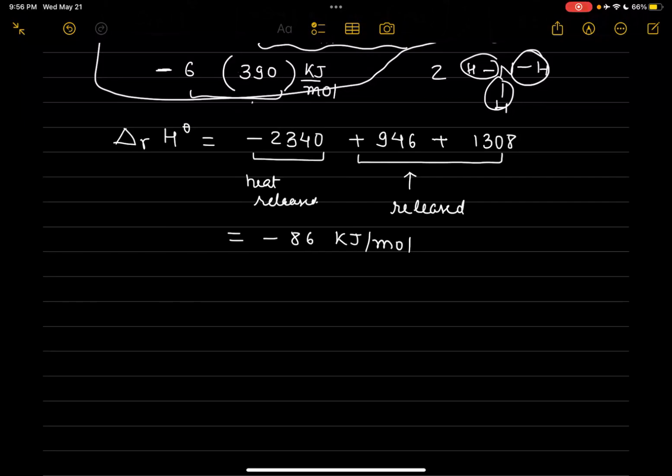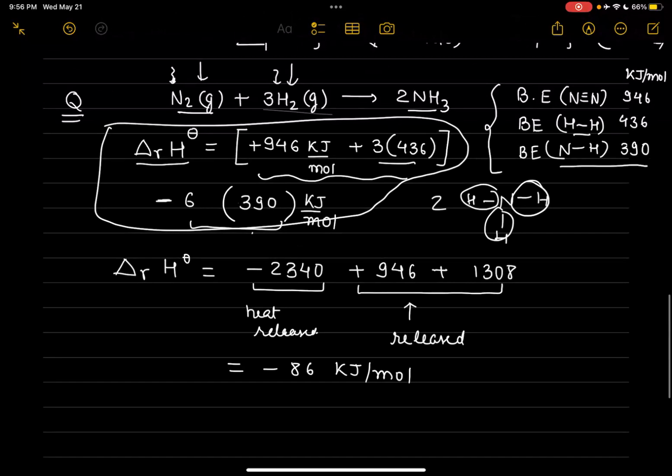Just note it down. Then you need not consider that it is formed, so it is going to be exothermic, because that is already being accounted for here. So take all the bond enthalpies to be positive. If you are taking that, then you don't need to consider exothermic or endothermic. Just take the difference. Got it? I hope it's clear to all of you.